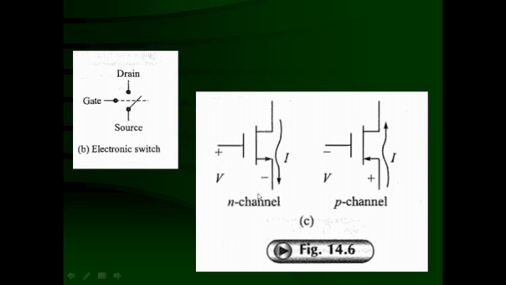This is an N channel MOSFET, this is a P channel MOSFET. The direction of conventional current is shown. For the N channel MOSFET, the conventional current is from the drain to the source. For the P channel MOSFET, the direction of the current is in the opposite direction.